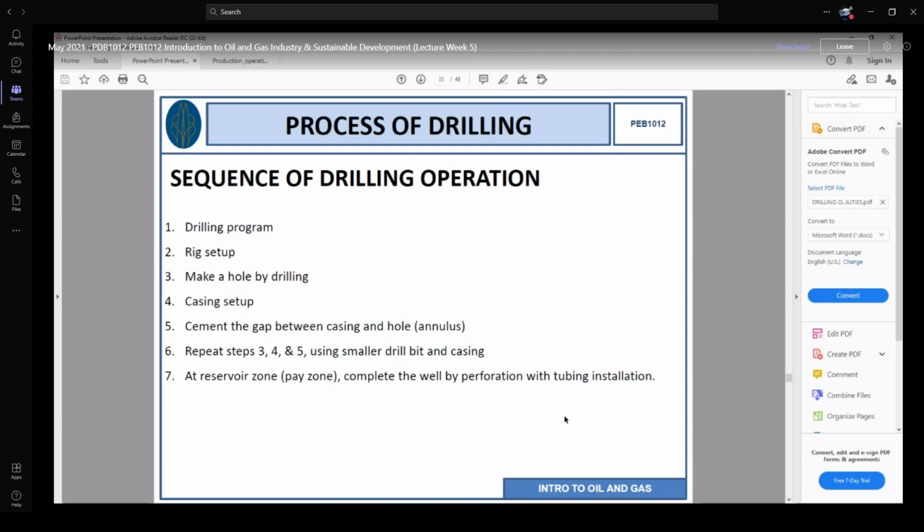So the sequence of the operation is, first we have to drill a bigger well, a bigger section. Then we run the casing inside, right? Then, after running the casing, we have to cement this casing inside. Then we repeat this process from step 3 until 5 again and again with a smaller size of bit and borehole until we reach the target. Okay, we know at the target we have hydrocarbon there.